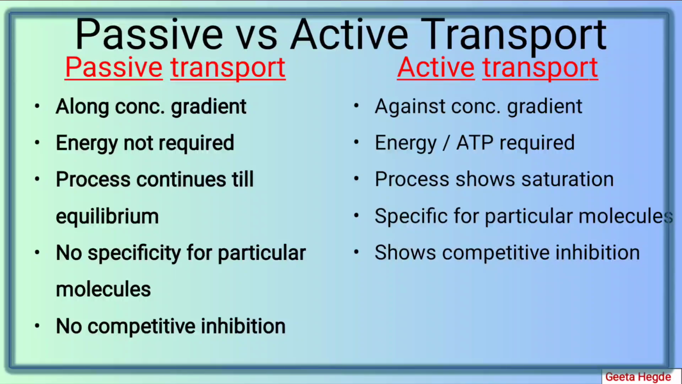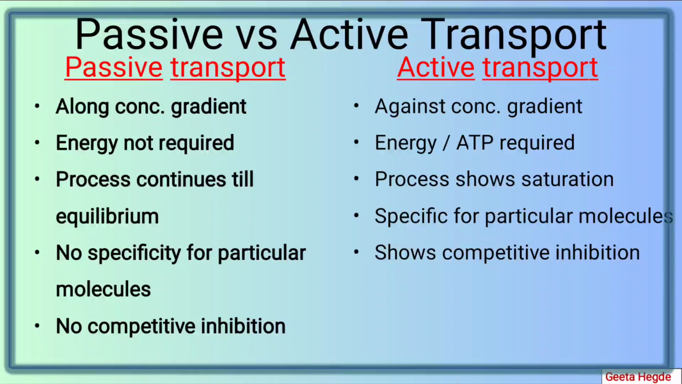So to summarize, today we learned about the various cell transport mechanisms. The different types are passive transport, active transport, and vesicular transport. Passive transport includes simple diffusion, facilitated diffusion, and osmosis. Active transport is of two types: primary active transport and secondary active transport. Secondary active transport can involve symporters or antiporters. And the third is vesicular transport.